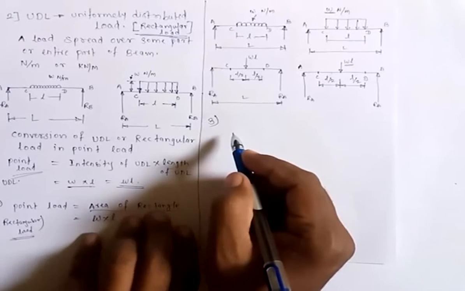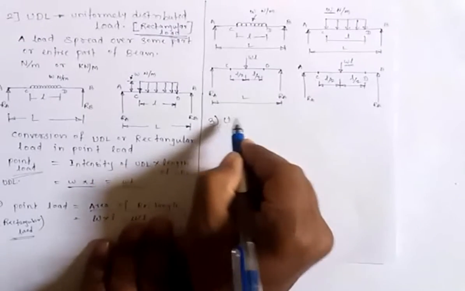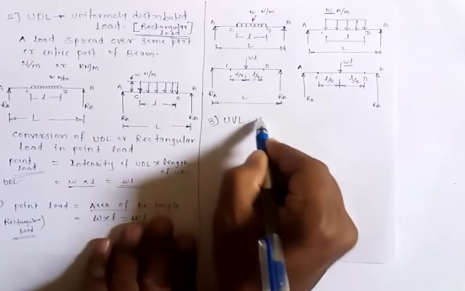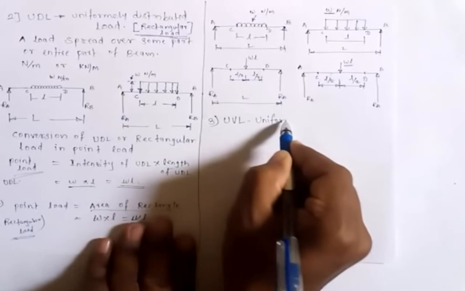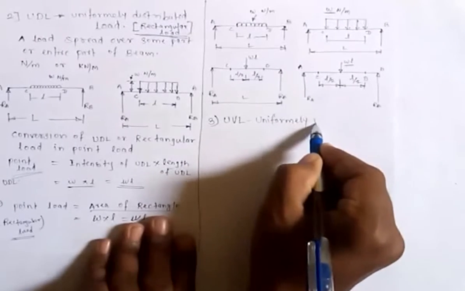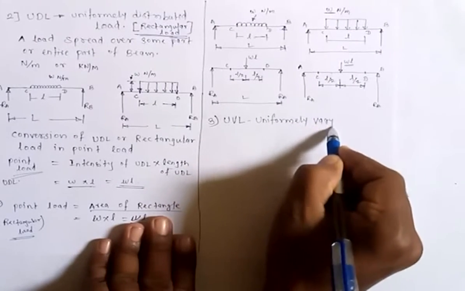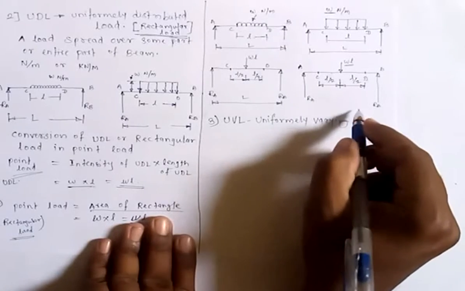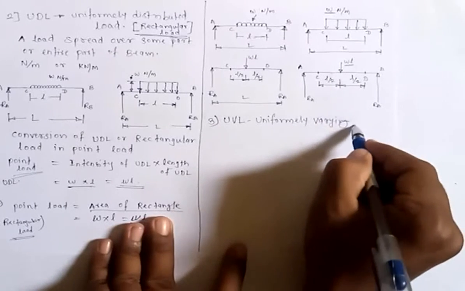Now we are going to start with the third type of load, and that is UVL. It is also called uniformly varying load.